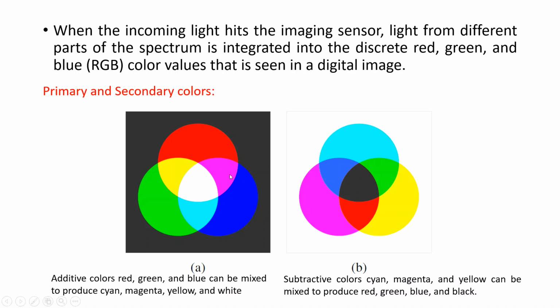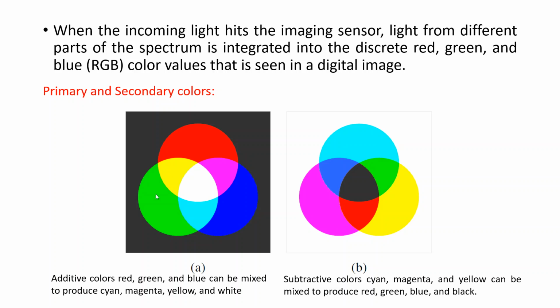The digital camera. The next part we are going to see is color. So there are three primary colors: red, green, blue. They are called additive colors. All these additive colors can be mixed to produce cyan, magenta, yellow, and white.